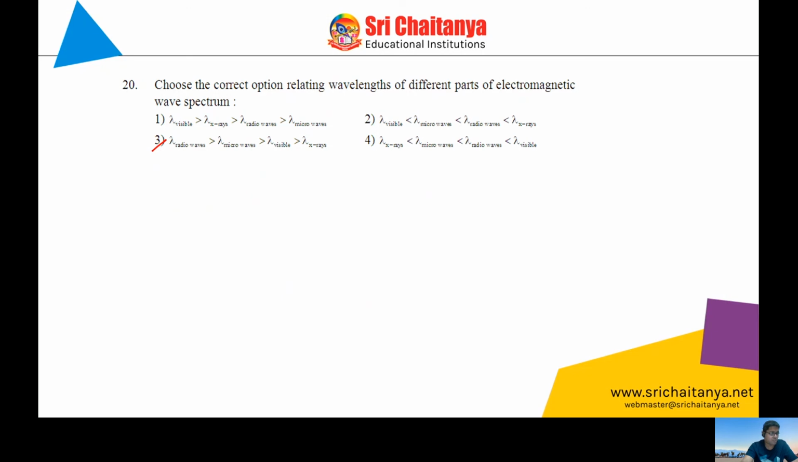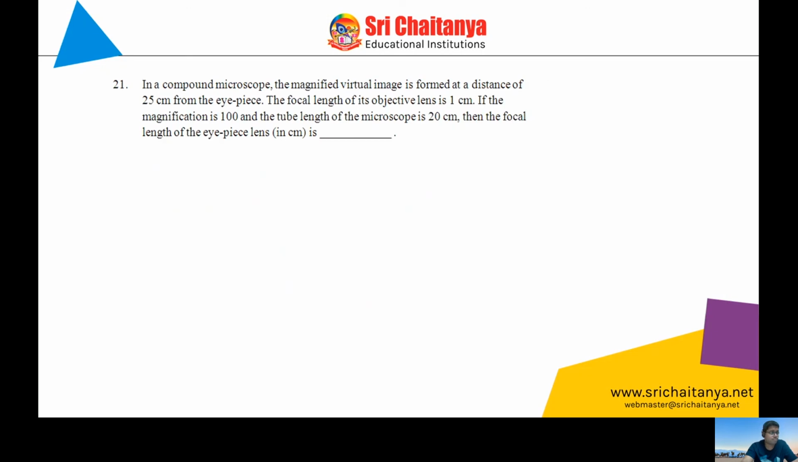And the next question, question number 21, is from the optical instruments, the extra syllabus part. In a compound microscope, the magnified virtual image is formed at a distance of 25 centimeters. So the final image is forming at D, which is the near point, 25 centimeter. The focal length of its objective lens is 1 centimeter. If the magnification M is 100, and the tube length is given to us as 20 centimeter, then the focal length of the eyepiece lens FE we are required to find out.